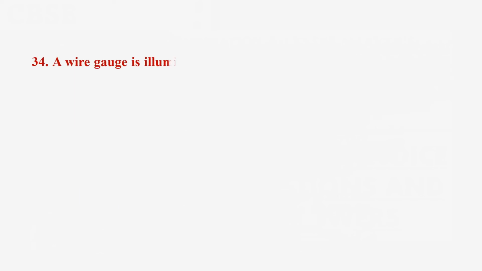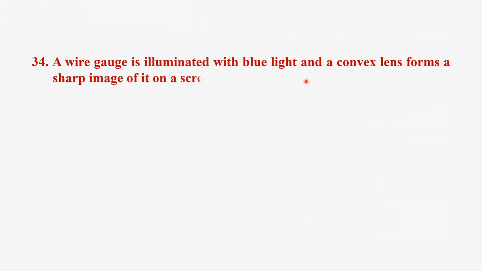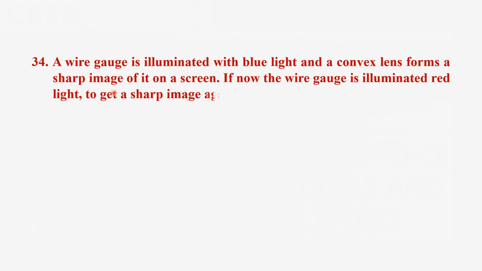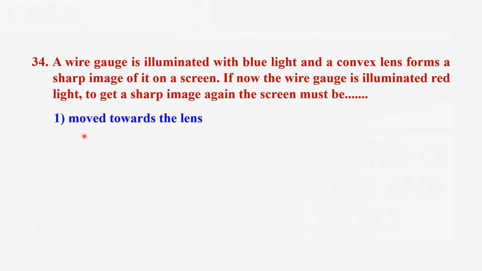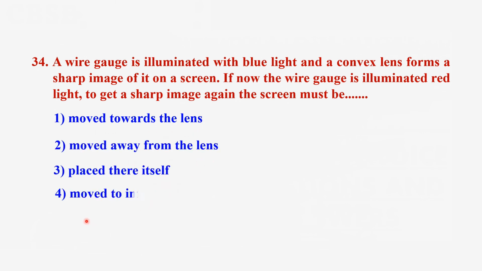Next one, a wire gauge is illuminated with blue light and a convex lens forms a sharp image of it on a screen. If now the wire gauge is illuminated with red light, to get a sharp image again, the screen must be what? What should we have to do? The screen must be moved towards the lens, moved away from the lens, placed there itself, or moved to infinity. So the screen must be moved away from the lens. Okay, second option is correct.